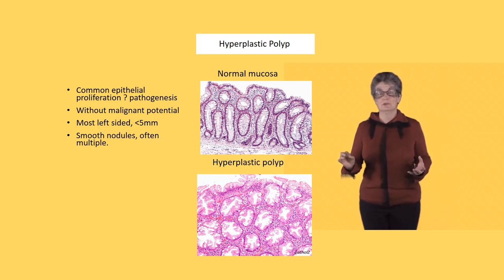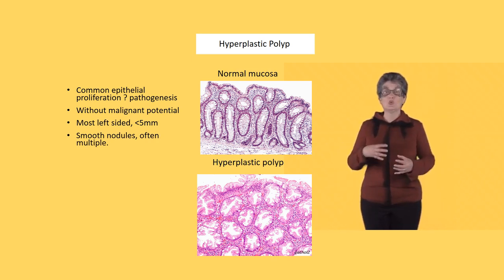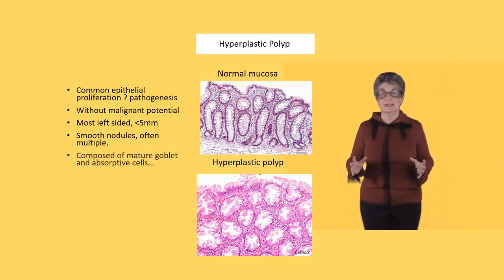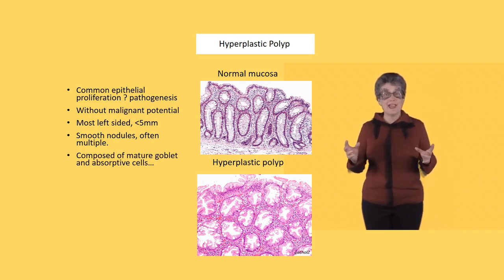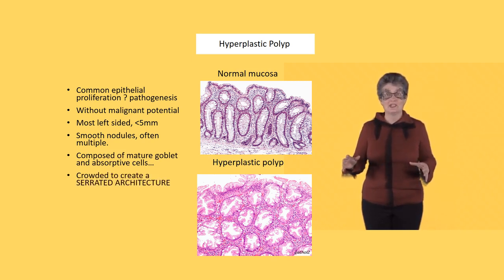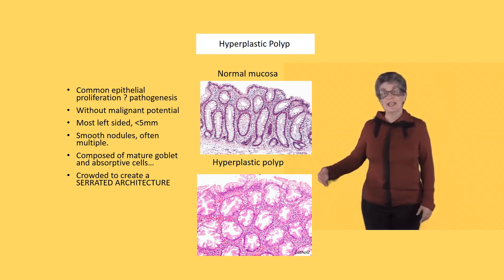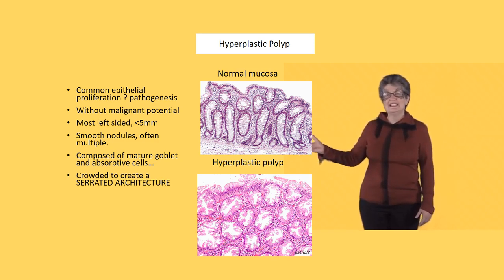They're multiple. If we look down the microscope, we can see that they are composed of mature cells, goblet cells, and absorptive cells. These cells overgrow slightly and create what we call a serrated architecture. Can you see in the bottom illustration how the normal mucosa has changed to have a kind of zigzaggy outline in this hyperplastic polyp? This is due to the overgrowth of the goblet cells.